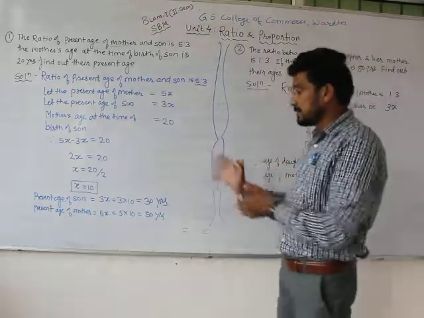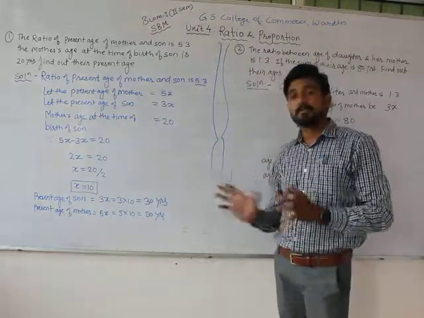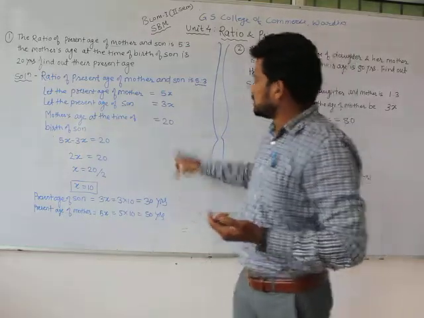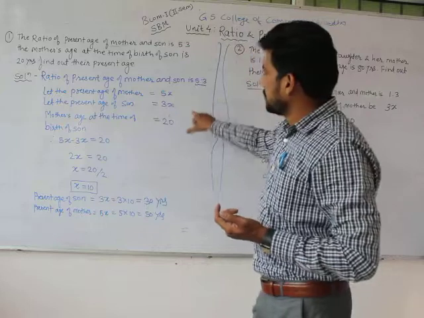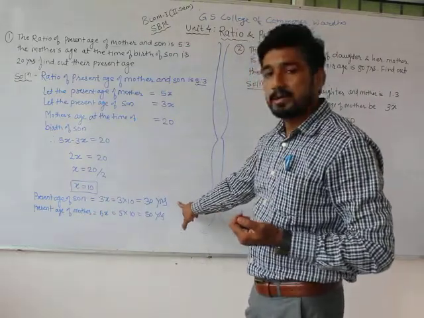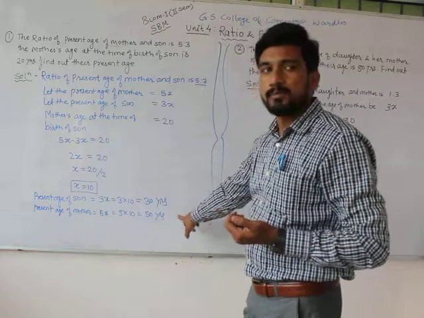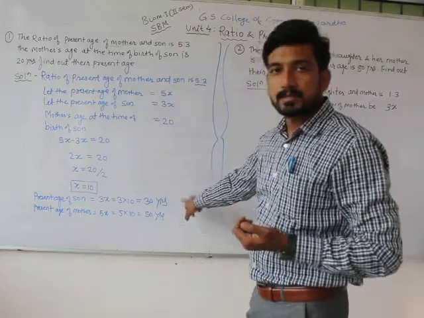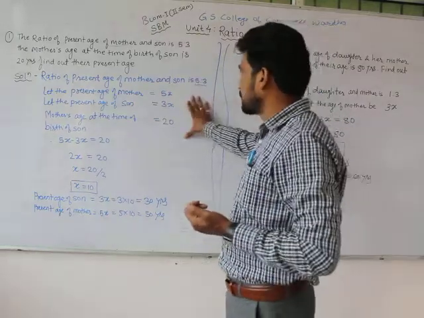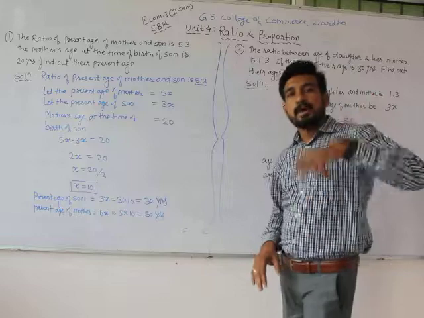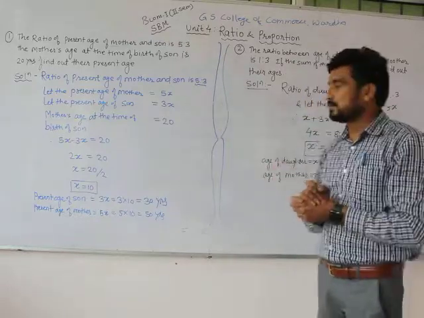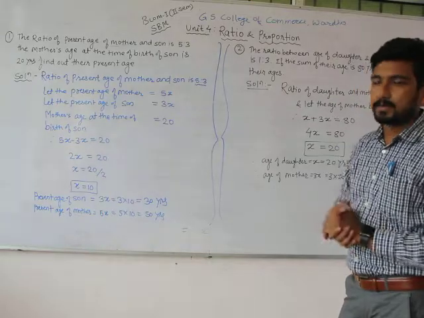And look at the difference between these two people: it is 20 years, because at the time of the birth of the son, the age of the mother was 20 years. So present age of son 30 years and present age of mother 50 years. That's why there is a difference of 20 years between son and mother. So this is the first problem where we used ratio and proportion, and with the help of given information we had to find the answer. I hope you understand this problem very well.